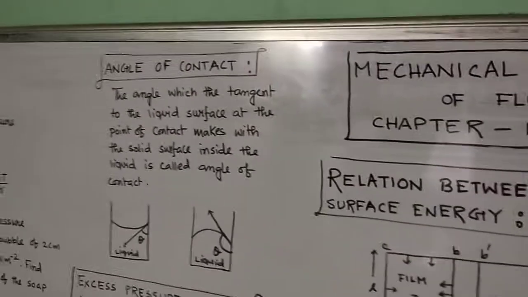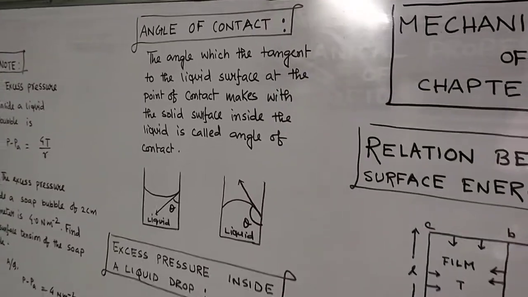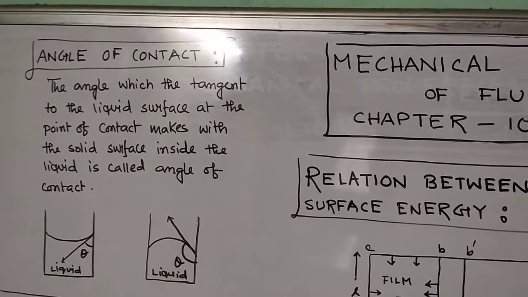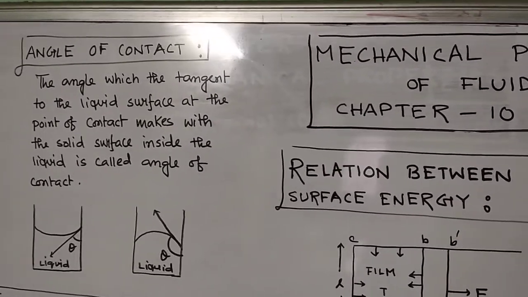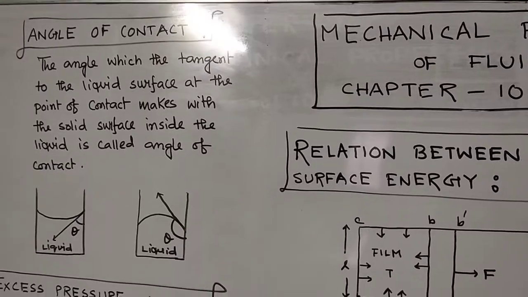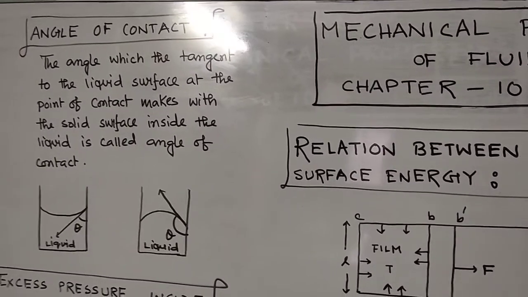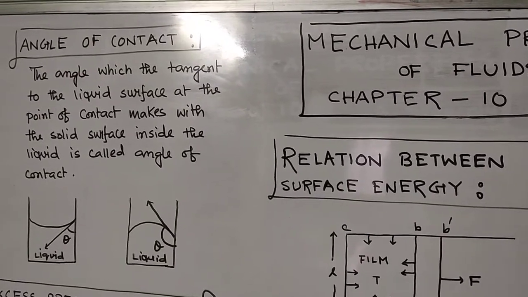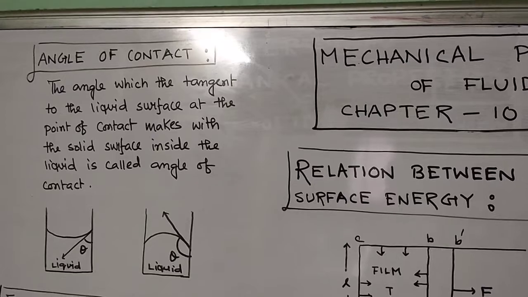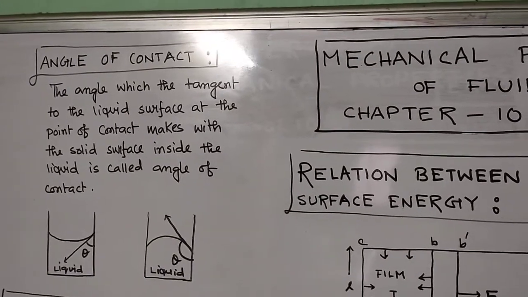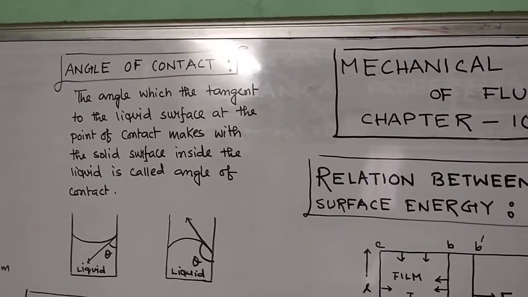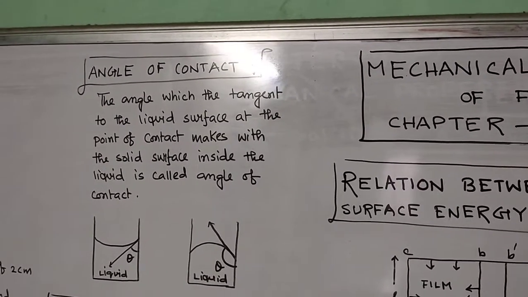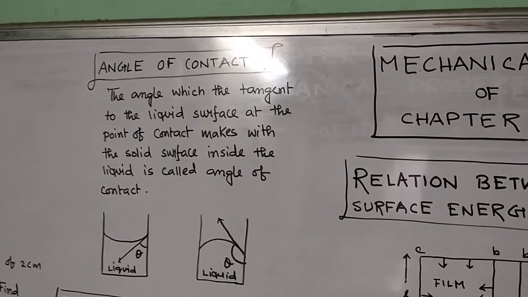Now the next topic we are going to define is the angle of contact. This parameter is very important for the last topic which we are going to discuss in the next class. We already defined in our previous class that surface tension always tries to minimize the surface area. The free surface gets pulled downward due to surface tension. But the liquid which is in contact with the wall has different forces.